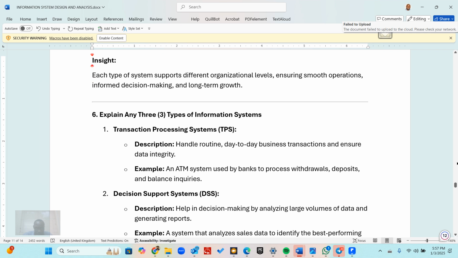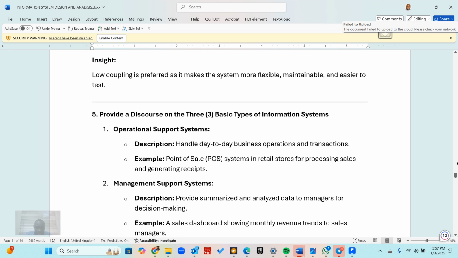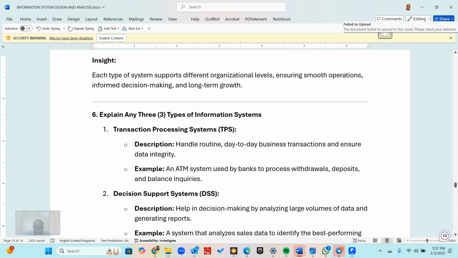Let me see if it's different for the first one. Operational support system, management support system, and strategic support system. Here we have the transaction processing system, which handles routine day-to-day transactions and ensures data integrity. An example is an ATM used in the bank to process withdrawal, deposit, and balance transactions.